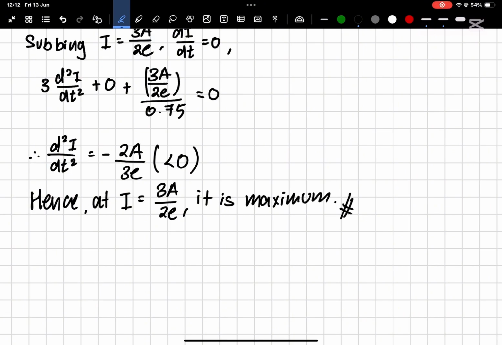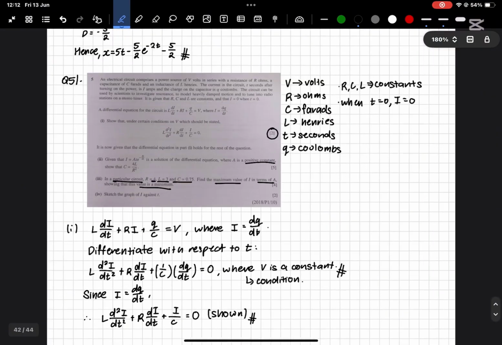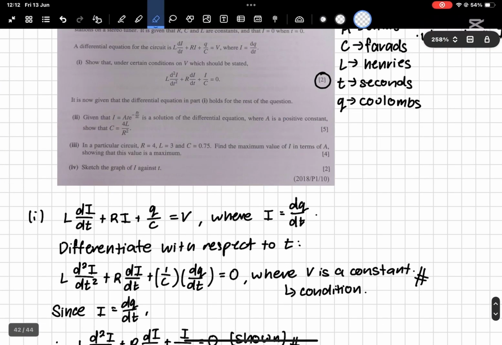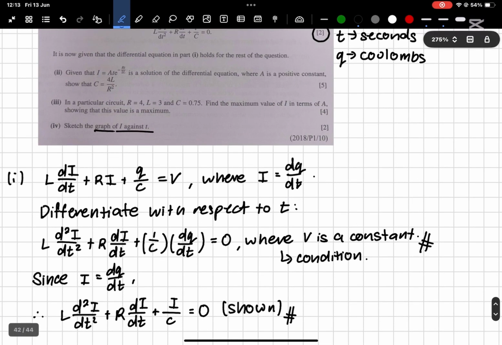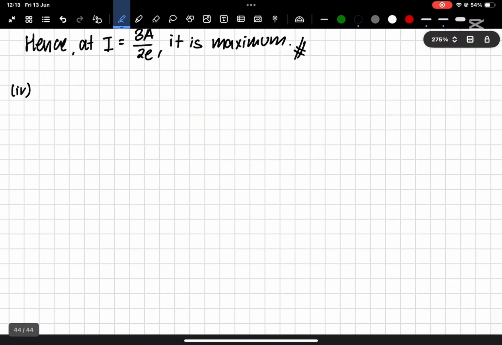Okay, there we go. Last but finally least is part IV of the question. You want to sketch the graph. Okay, it's not that bad. We can probably just plop that equation. So you just want to sketch, so you want to plot the equation.